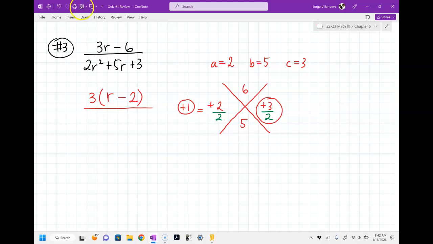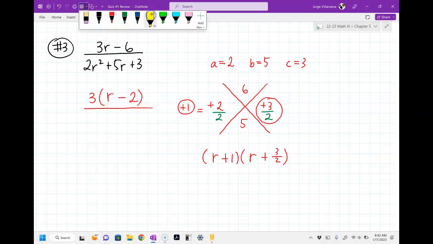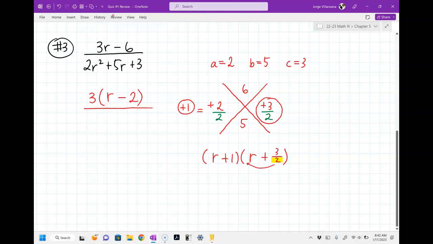Okay, so now I have my factors. My factors are r plus 1, r plus 3 halves. But I have to fix that fraction, so I'm going to put that 2 in front of the r. So this little value here is going to go in front of the r. So that's r plus 1, 2r plus 3. So let me put that over on the other side.